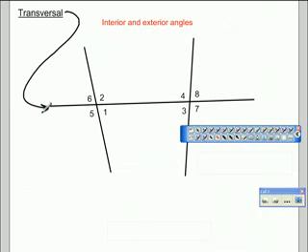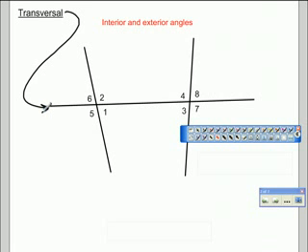Whenever I have two lines, whether they're skew or parallel, cut by a transversal, a bunch of angles are formed, and those angles have some properties. The first things that are formed with all these angles are interior and exterior angles. When I refer to interior and exterior angles, what I'm talking about are those that are inside the two lines or outside the two lines. It has nothing to do with the transversal.